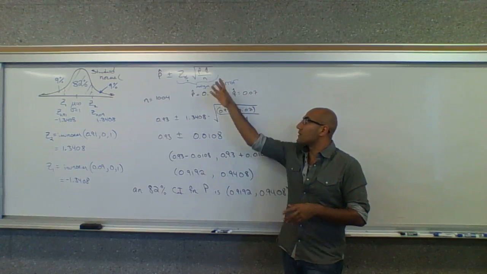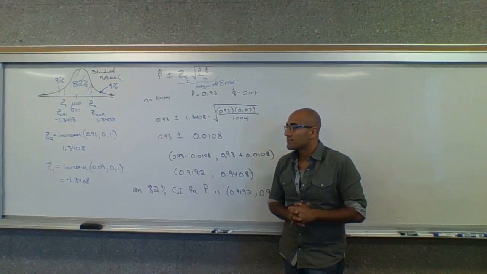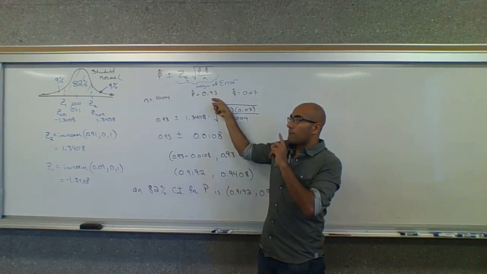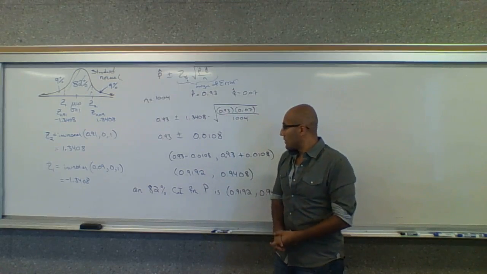So I'm sorry, what did you say the point estimate was? The point estimate in this case is this. It is our best one number guess for the population proportion. On the other hand, this is an interval estimate, right?